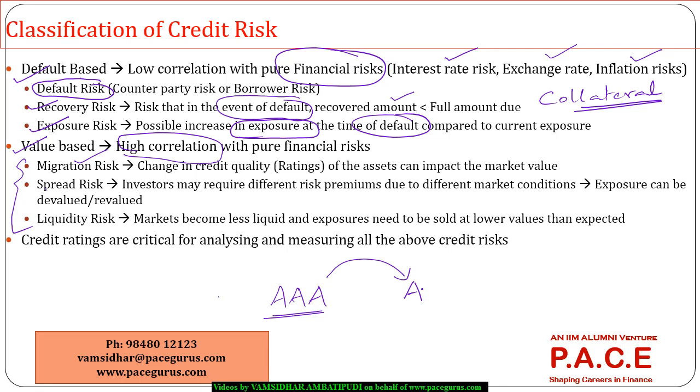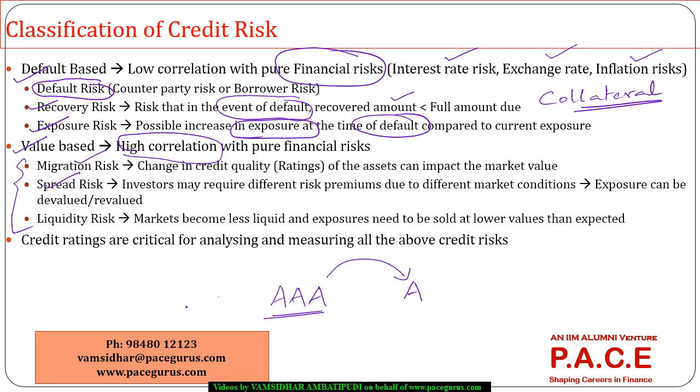Now that itself can impact the market value of this particular company. There is no default that has occurred, but there is a change in the market value of that particular entity. And this decrease in market value is also another resemblance of credit risk. So when we are talking about the credit risk, we are focusing not just on the default side, but even a reduction in the value because of the downgradation of the ratings. Then the other aspect that is coming up is the spread risk.